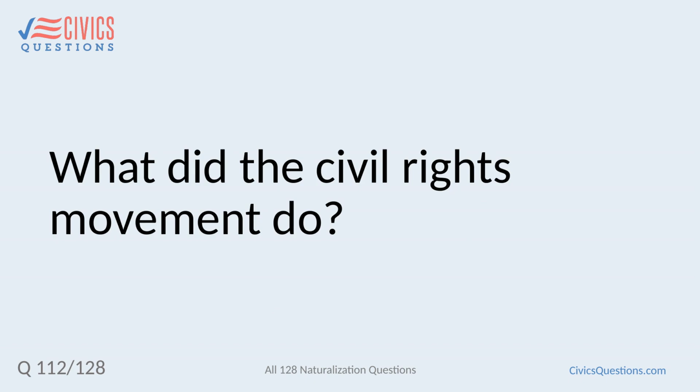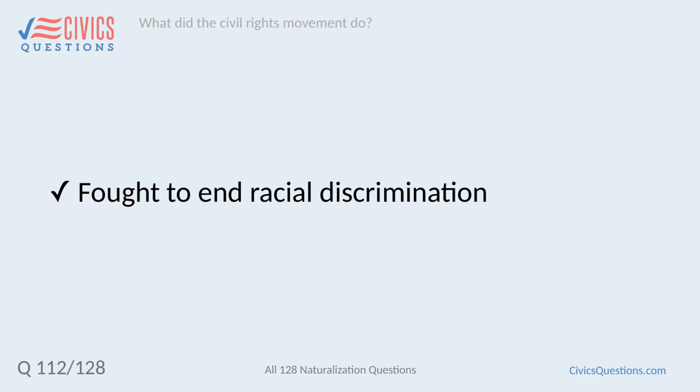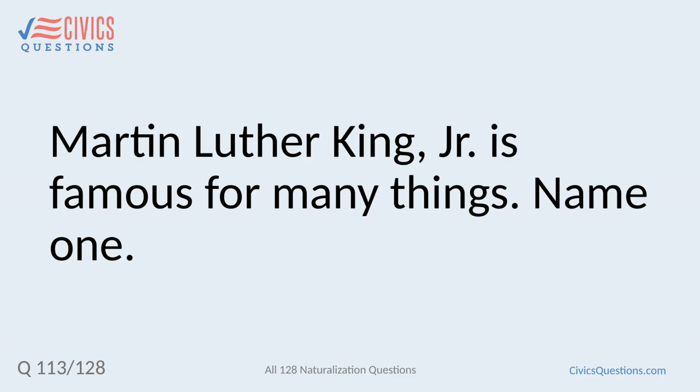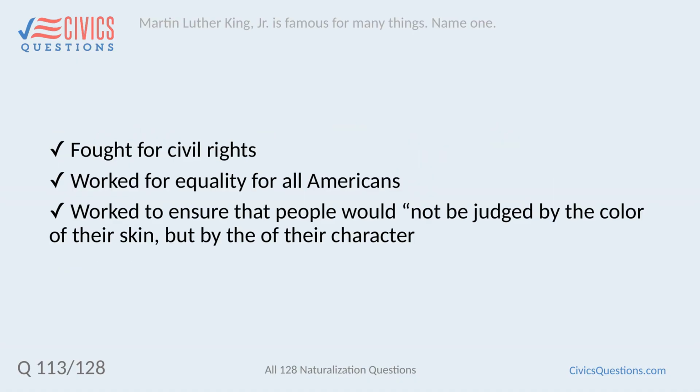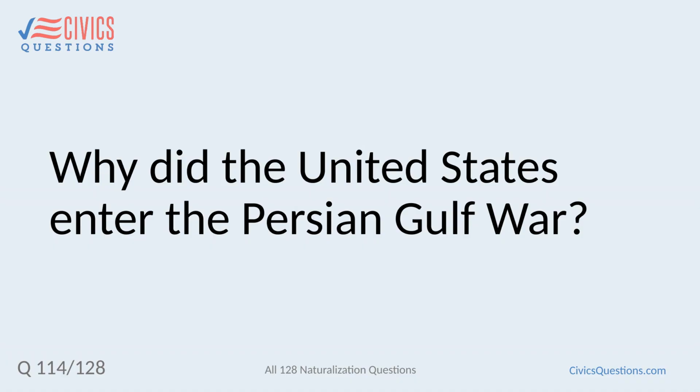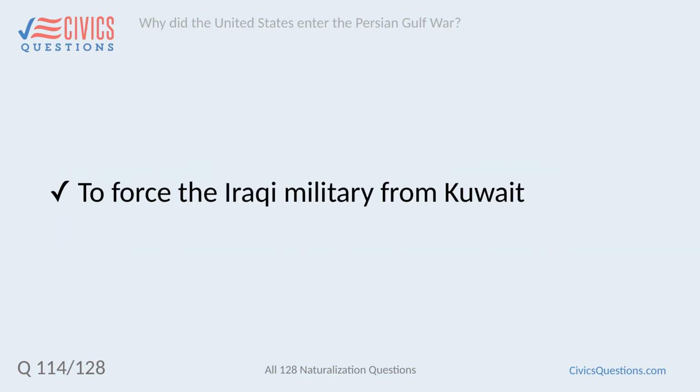What did the Civil Rights Movement do? Fought to end racial discrimination. Martin Luther King Jr. is famous for many things. Name one. Fought for civil rights. Worked for equality for all Americans. Worked to ensure that people would not be judged by the color of their skin, but by the color of their character. Why did the United States enter the Persian Gulf War? To force the Iraqi military from Kuwait.